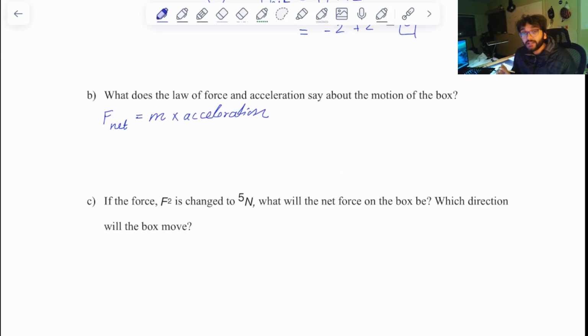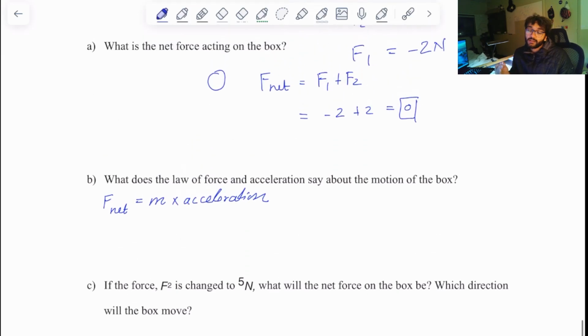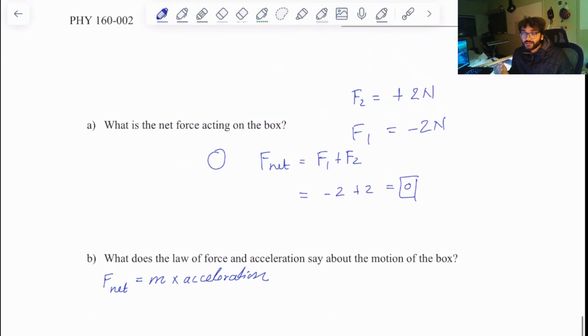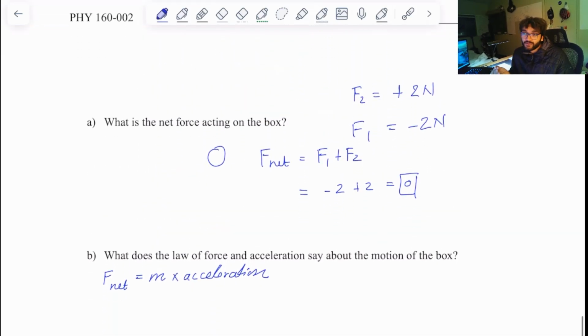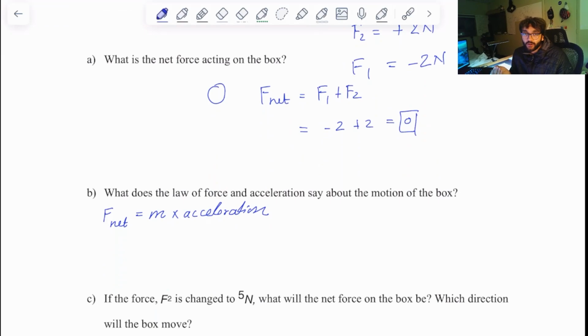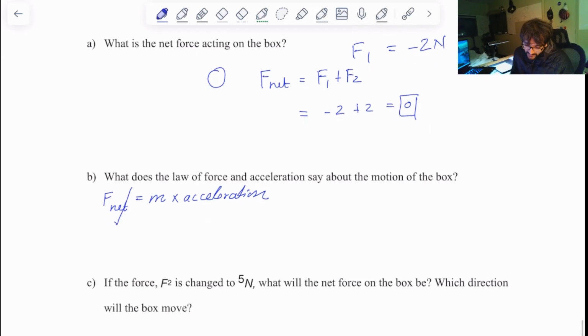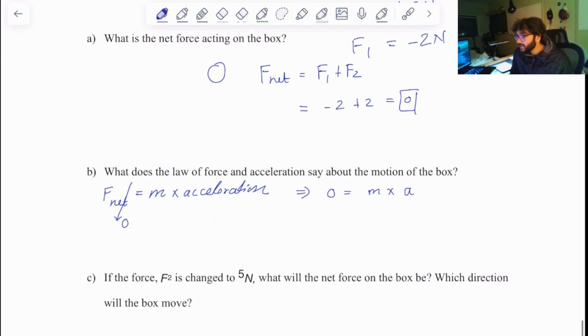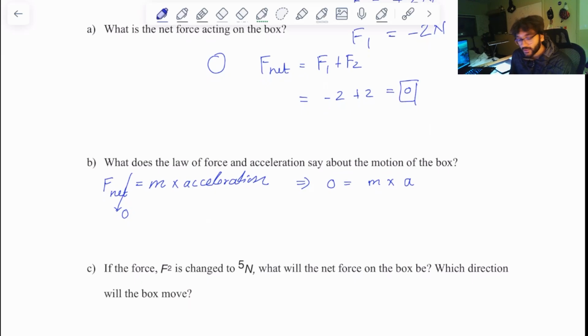Okay, so what does this tell you about the motion? Clearly we have discussed that net force equal to 0 means constant velocity or no velocity at all. But let's look at that from the equation this time. So we know that F net is equal to 0, right? So we've got 0 equals mass times acceleration, small a for acceleration.